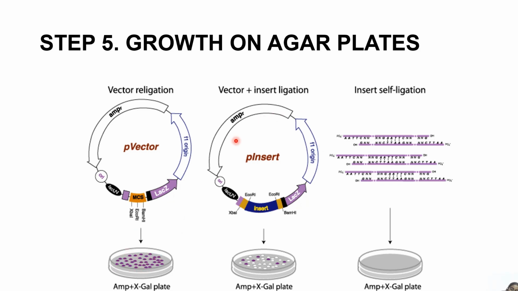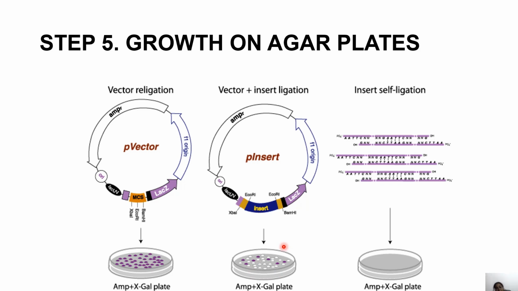But here, the insert is over here, so the insert has disrupted the lacZ segment. So your lacZ gene is not capable of producing a functional beta-galactosidase. So there is no changing of the X-gal to a blue colony. That will give rise to white colonies.